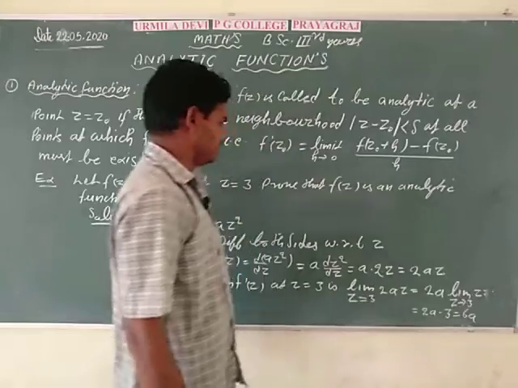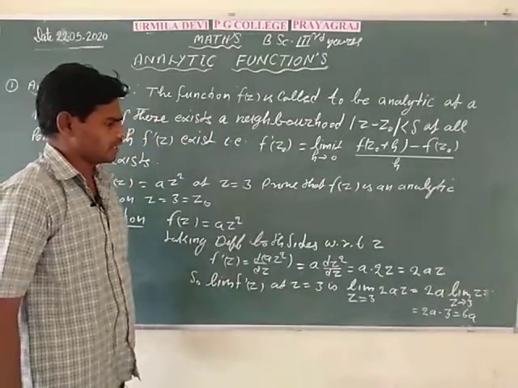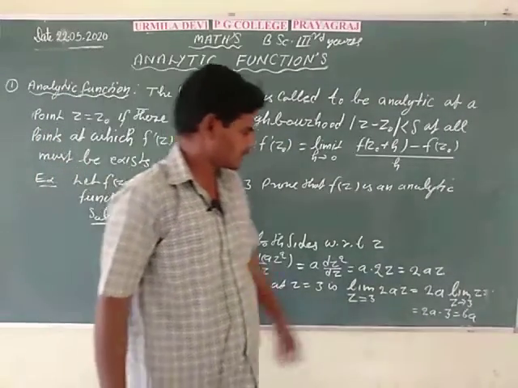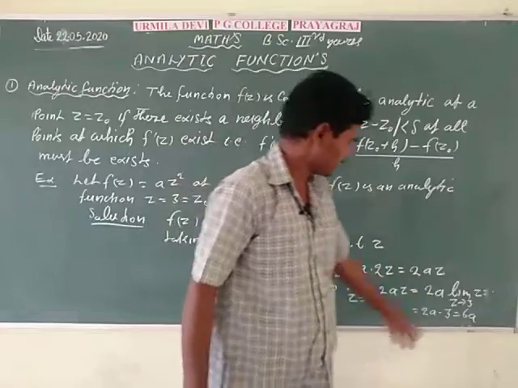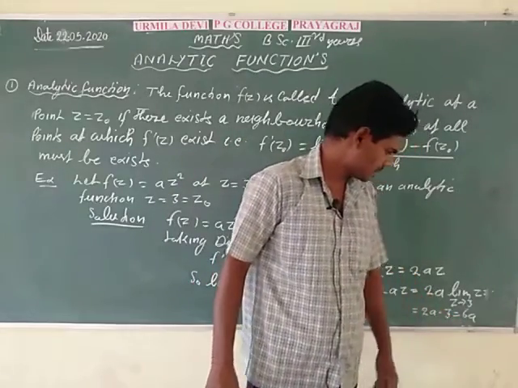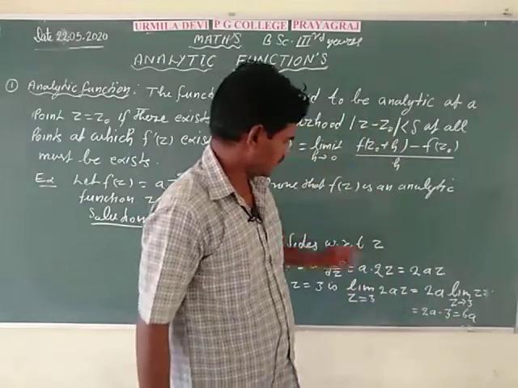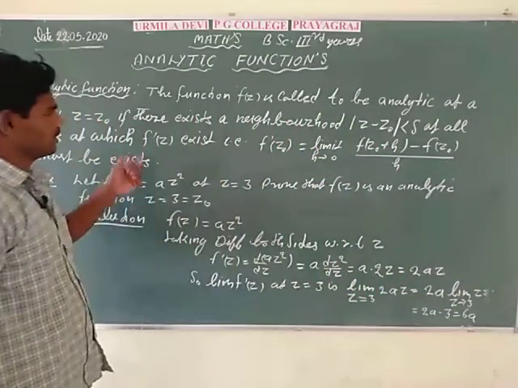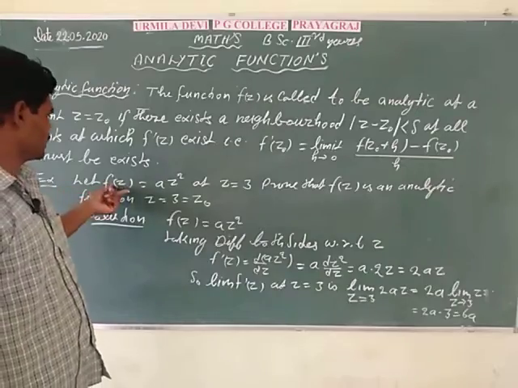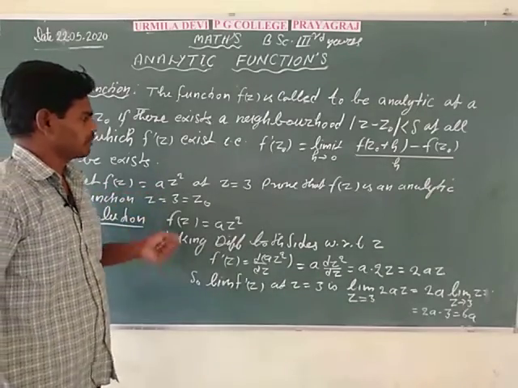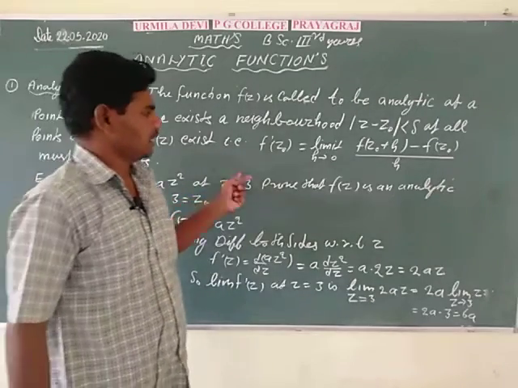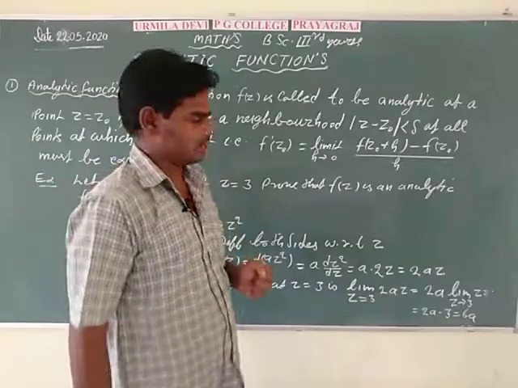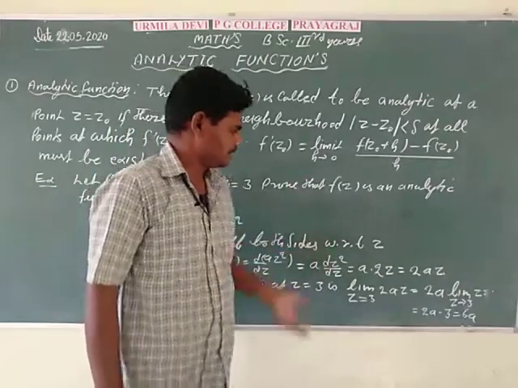Here the value of f dash z at the point z is equal to 3 is equal to 6a. If a is any constant and an existing number, then 6a must exist. Therefore according to the definition, function f(z) is equal to a z square at z is equal to 3 is an analytic function, which is proved here and is confirmed.